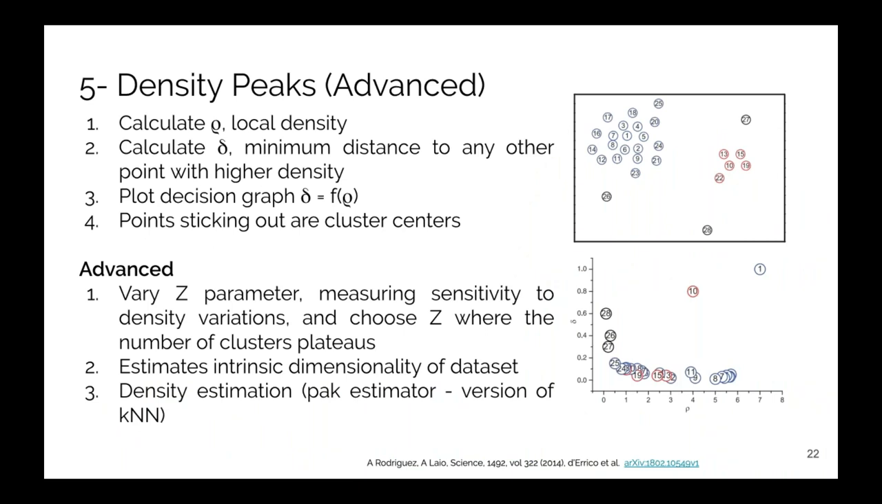Two methods I will go through very quickly that have gained traction in our field, also because they were designed by statistical physicists that are from our community. The first is density peaks, which comes from the group of Alessandro Laio. This is a clever method that hinges on calculating the local density, rho, calculating the minimum distance to any other point with higher density, and then plotting this decision graph in which the outliers here with a high density and a high distance will be the centers of clusters.